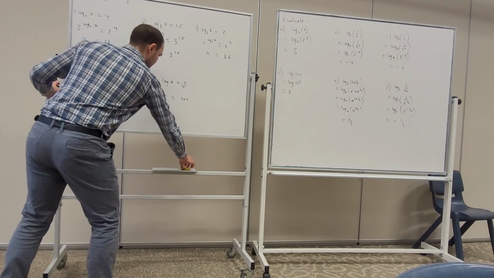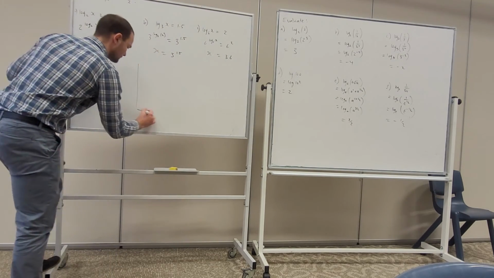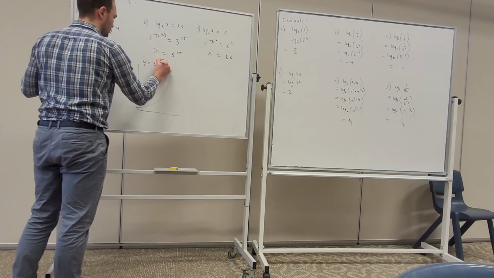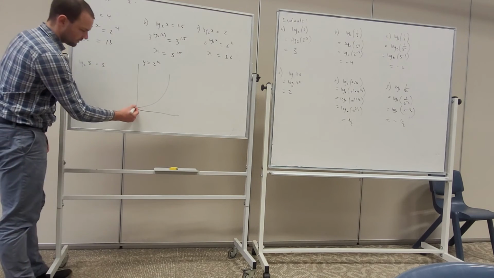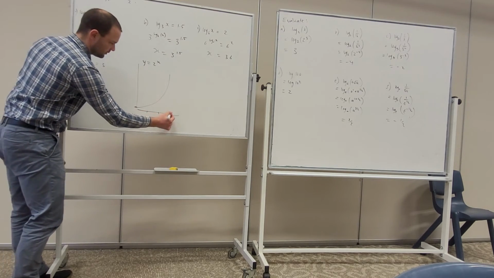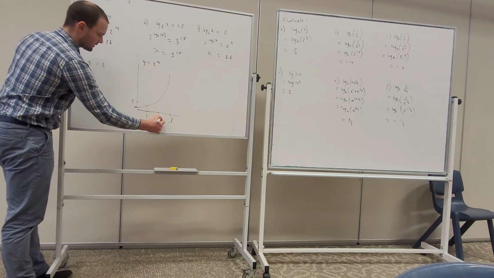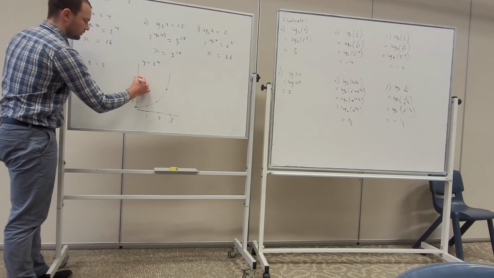So let's just do a very quick recap. Here I've got the graph of y is 2 to the power of x. Let's just put a few numbers on there. When x is 1, y is 2. When x is 2, y is 4. And when x is 3, y is 8.